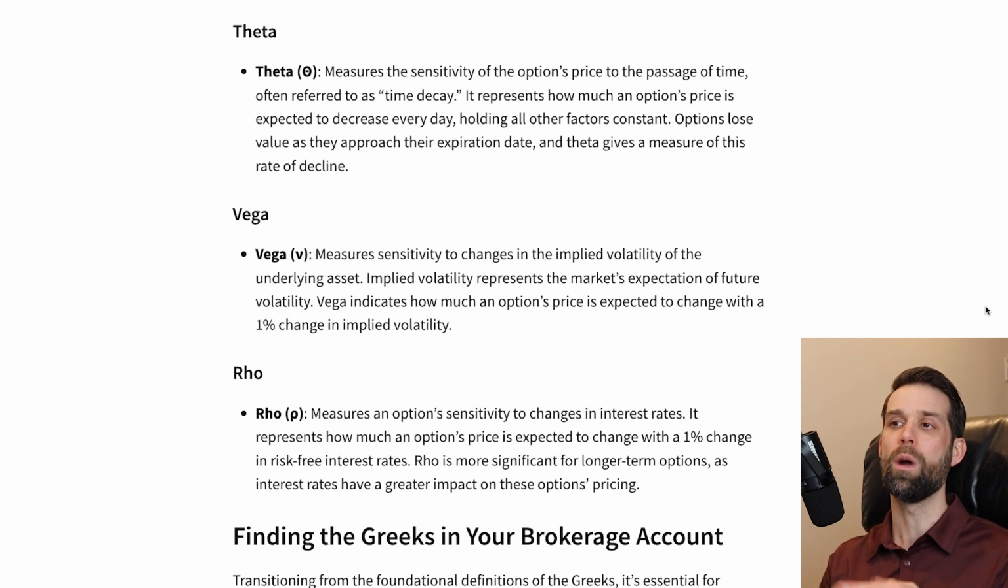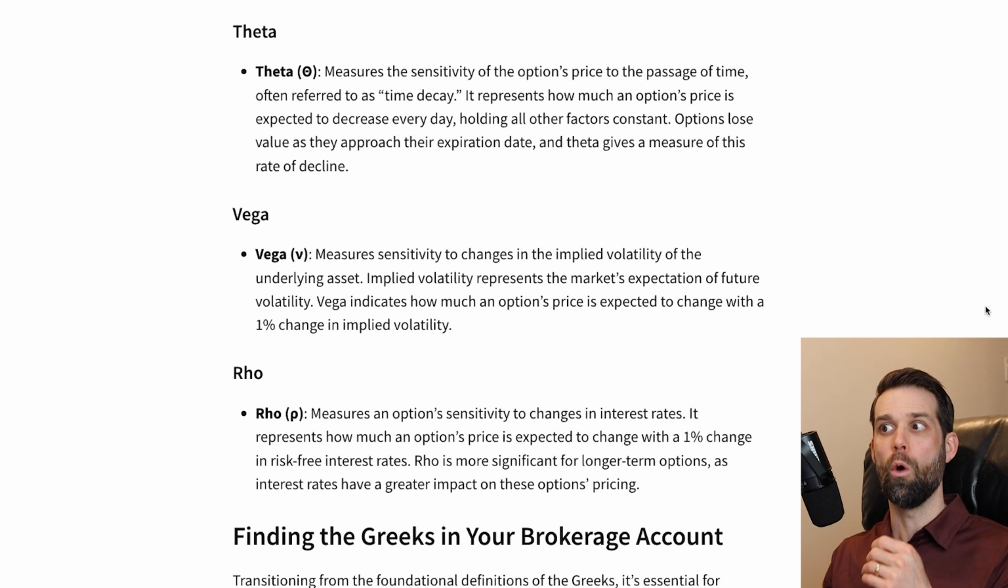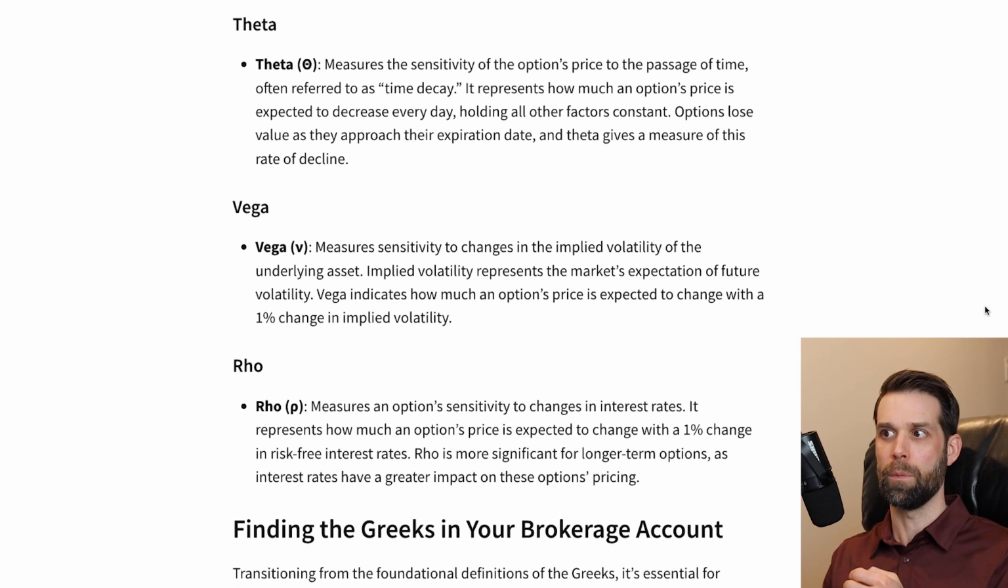And then lastly, rho measures an option's sensitivity to changes in interest rate. So it represents how much an option's price is expected to change with a 1% change in the risk-free interest rate. And again, rho is not used as much. It's more significant for longer term options.